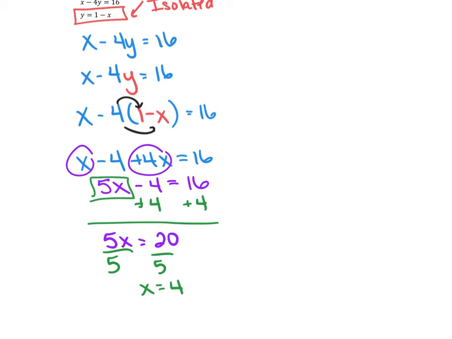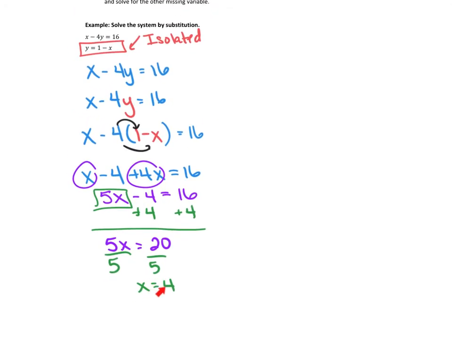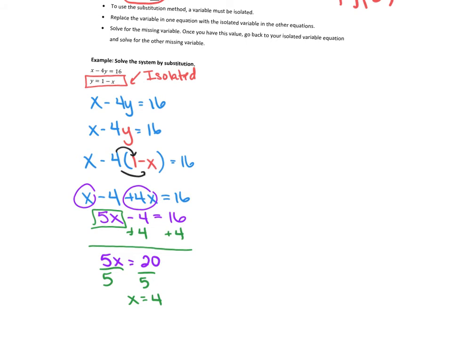So the first step is to isolate that variable and then plug it into the equation to get the value of x. Now that I know the value of x, the next step says to solve for the missing variable. Once you have this value, go back to your isolated variable equation and solve for the other one. So now that we know that x is equal to 4, come back to the isolated value. I can plug in for that x there. y is equal to 1 minus that value I got for x, which is 4. So y is just equal to negative 3. And I can express this as a point, an xy coordinate: (4, -3).